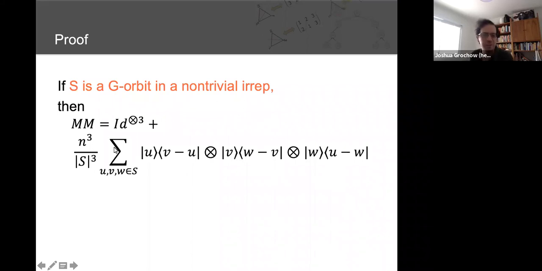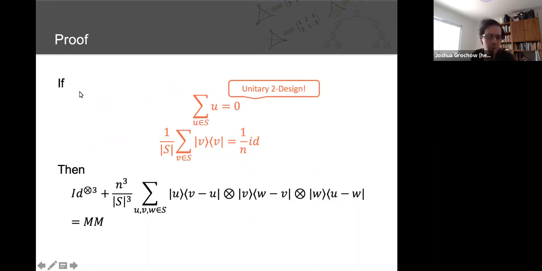So what we've just said is if S is an orbit of a group in a non-trivial irrep, then I can write matrix multiplication as this big sum. And then I had to cancel off this identity cubed. So in this sum, there was a minus identity cubed, so I have to add that in to get rid of it. Or if you like, ignore the group part. I just need these 2 conditions on S. So if S satisfies these 2 properties, I get this same thing. I can write matrix multiplication as a sum like this.